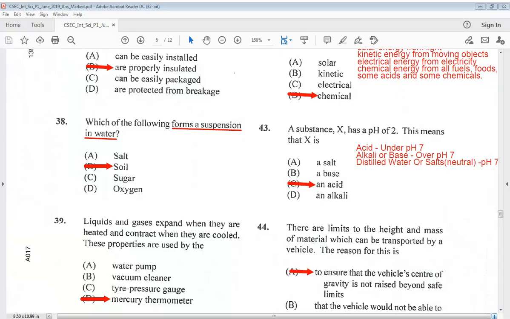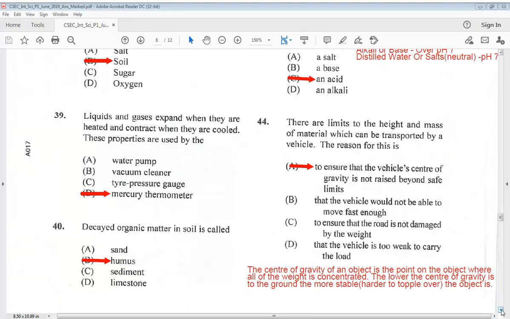So 44 says, there are limits to the height and mass of material which can be transported by a vehicle. The reason for this is A, to ensure that the vehicle's center of gravity is not raised beyond safe limits.